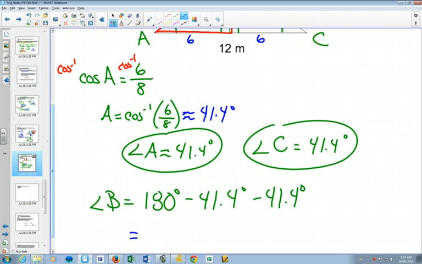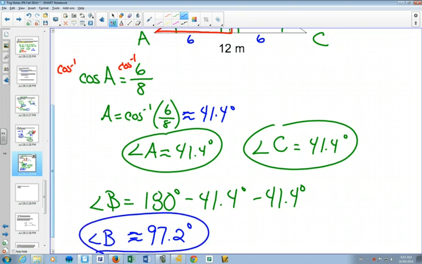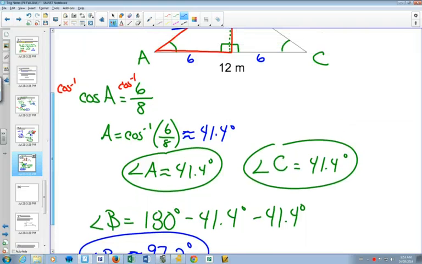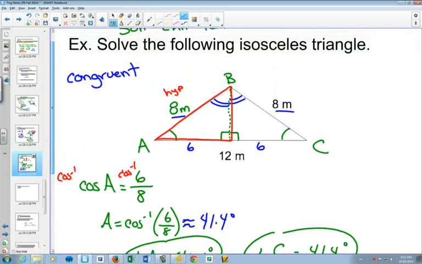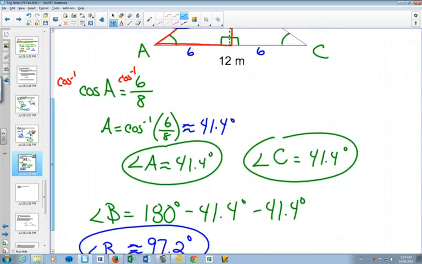Someone done this on their calculator? Is it 97.8? 97.2? Yes, 97.2. And that's our angle B. And I'll circle that one too. So we were able to solve the whole triangle. We found all the angles. We found this side as well, because it wasn't given, but that was easy because it was isosceles.